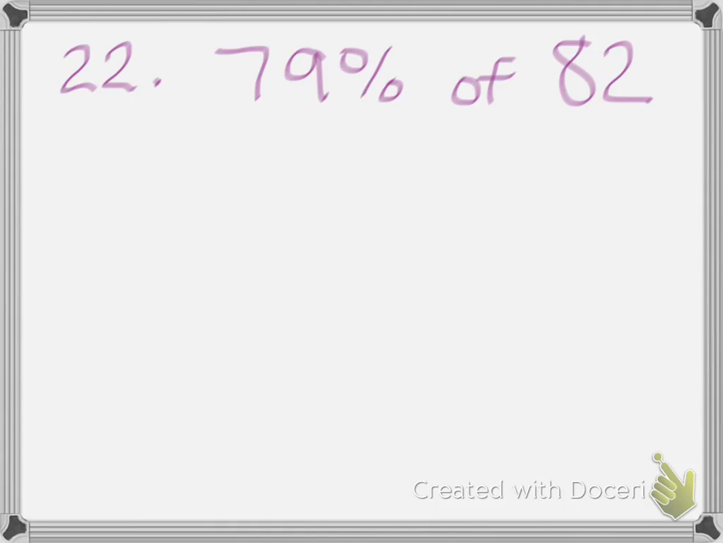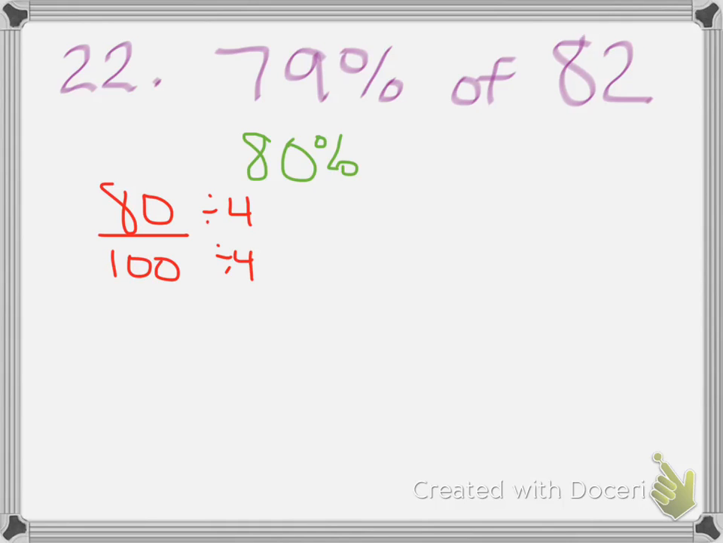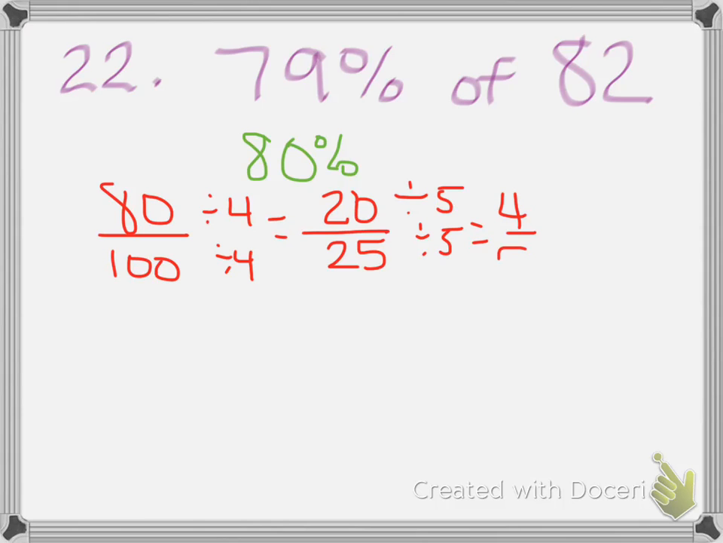So what that means is you need to change your 79% first to 80%. So your first step again is going to be to change the 79% to an 80%. And then once you've done that, you need to change that 80% into 80 per 100, which would then reduce to, if you divide by 4, you get 20/25ths, and I can still divide out another 5, and I get 4/5.